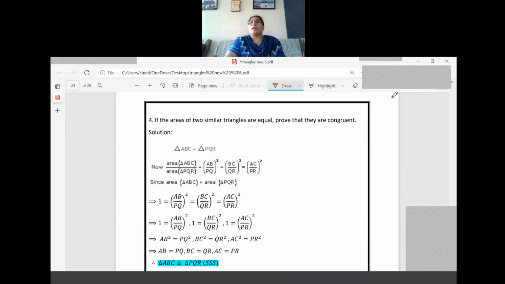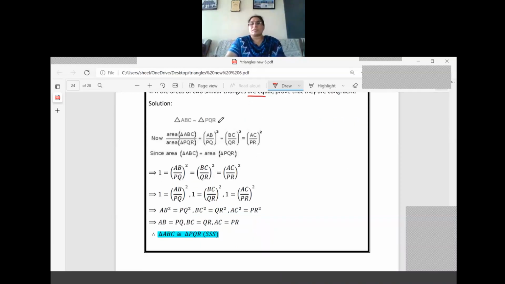The next question. If the areas of two similar triangles are equal, then prove that they are congruent. That means two similar triangles only. Let us take triangle ABC similar to triangle PQR. Since they are similar, the ratio of areas can be written as the square of the ratio of corresponding sides. That is our theorem, right?